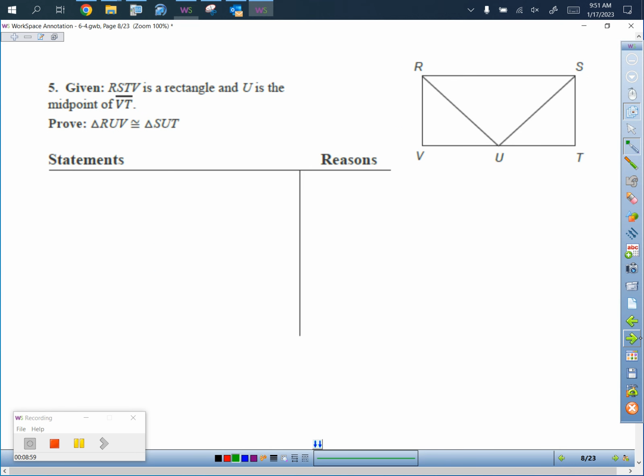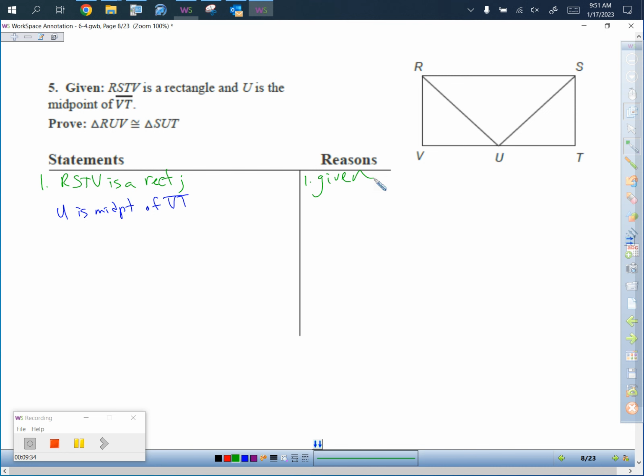Let's get started by writing the given. RSTV is a rectangle. There's no symbol for rectangle. We got that parallelogram symbol that we did last time. Let's put those as 2 separate lines, if you would. U is the midpoint of segment VT. Two separate things given to me, so I like to stack them on top of each other.